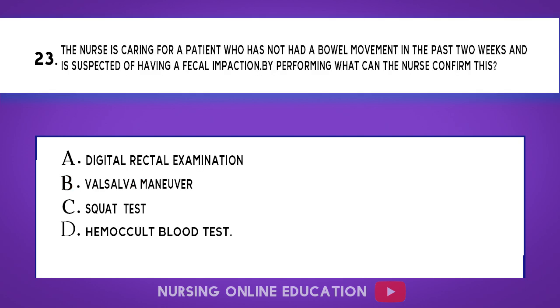23. The nurse is caring for a patient who has not had a bowel movement in the past 2 weeks and is suspected of having a fecal impaction. By performing what can the nurse confirm this? A. Digital rectal examination, B. Valsalva maneuver, C. Squat test, D. Hemoccult blood test. The answer is option A, digital rectal examination.